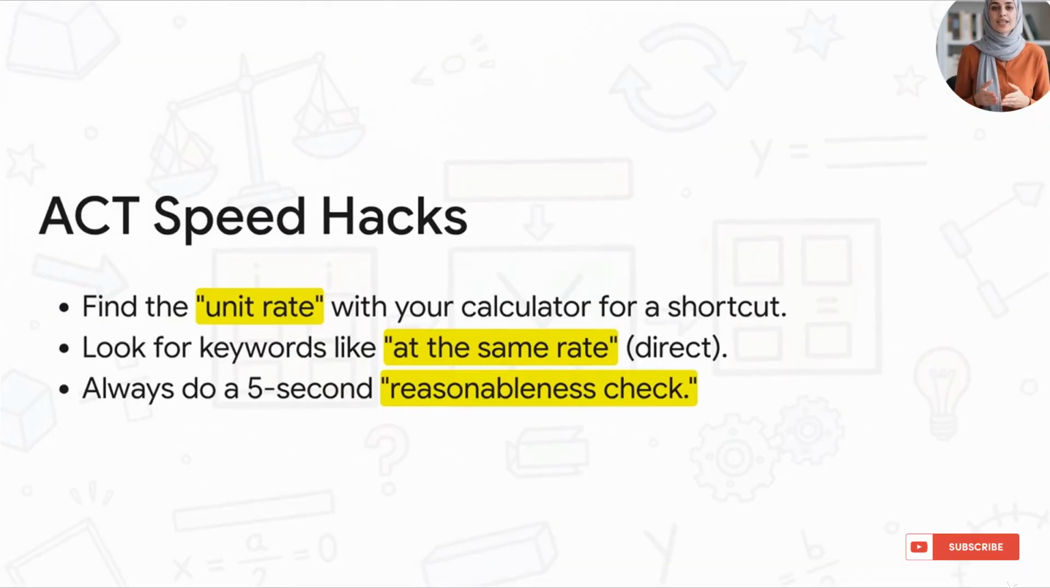I got you. Sometimes it's actually faster to find the unit rate first. Like with the apple problem. You could have just figured out the price for 1 pound of apples on your calculator and then multiplied by 12. Super fast. Also, look for clue words. If you see at the same rate, that's almost always a signal for a direct proportion. And, like I said before, always do that 5-second, does this answer feel right check.